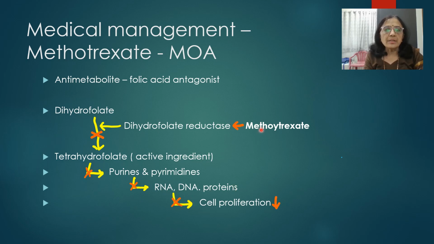What methotrexate does as an anti-metabolite and folic acid antagonist is, it binds tightly with this dihydrofolate reductase, because of which this dihydrofolate reductase is not available for conversion of dihydrofolate to tetrahydrofolate, and that is how it leads to the reduction in cell proliferation, or it inhibits cell proliferation.